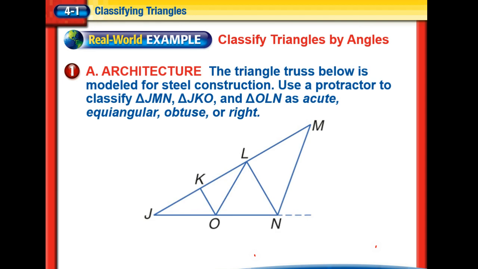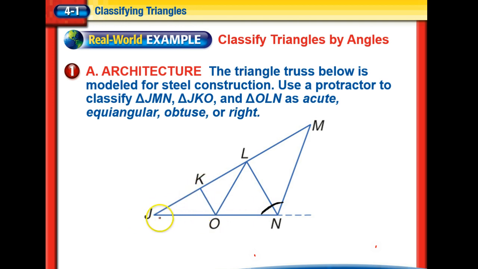So here's a real-world example. This truss below is modeled for steel construction. Use a protractor to classify those 3 triangles as acute, equiangular, obtuse, or right. Most of the time we don't even need a protractor to do this. So triangle JMN, so we're looking at the great big triangle. Right here I can see that this angle is pretty wide. It's an obtuse angle, so it's an obtuse triangle.